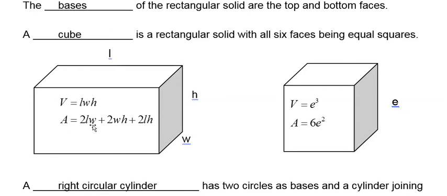Our area, right, we have two length widths because that is our top and our bottom that we can't see. Two width heights, that's our left and our right sides. And our two length heights, that's our front and our back, the way this particular box is drawn. So we could do that as well with these ones, but since they're all equal sides, all those 6 sides end up being E times E.